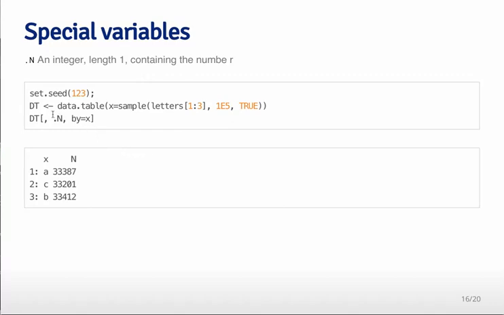And so, for example, if I create a data table that has a large number of A's, B's, and C's in it, so about 100,000 A's, B's, and C's, then if I want to count the number of times each of those letters appear, I can use data.table with .N grouped by the x variable. .N just counts the number of times, grouped by the x variable.